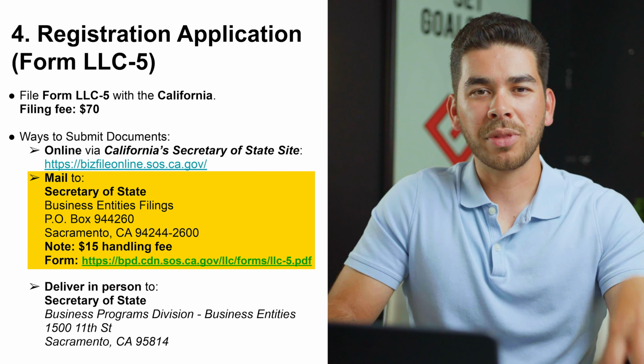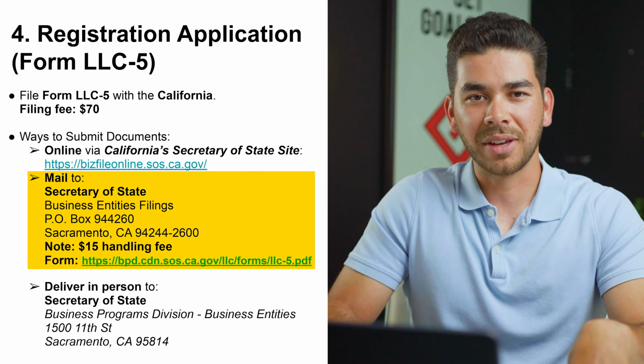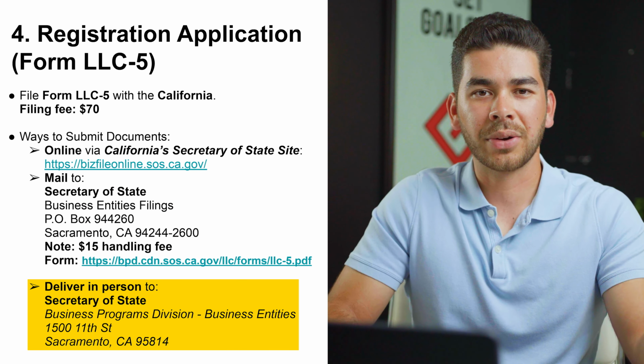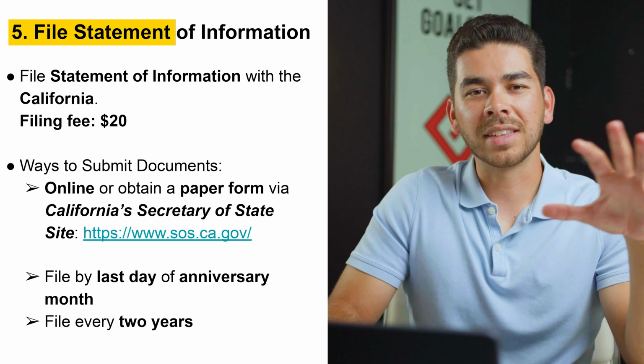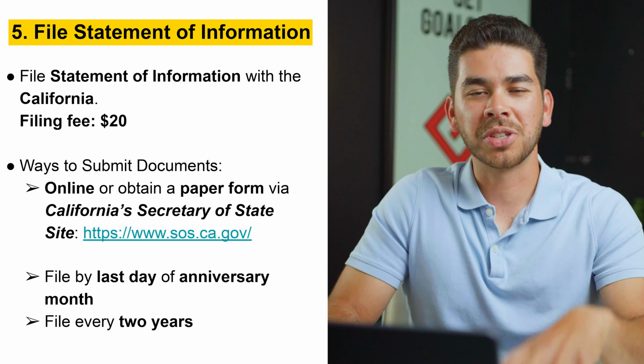Just note, like we said before, this option requires a $15 handling fee. And if you choose to deliver in person, you can go to the Secretary of State at this address listed here. And step number 5, the last step, is to file your statement of information.